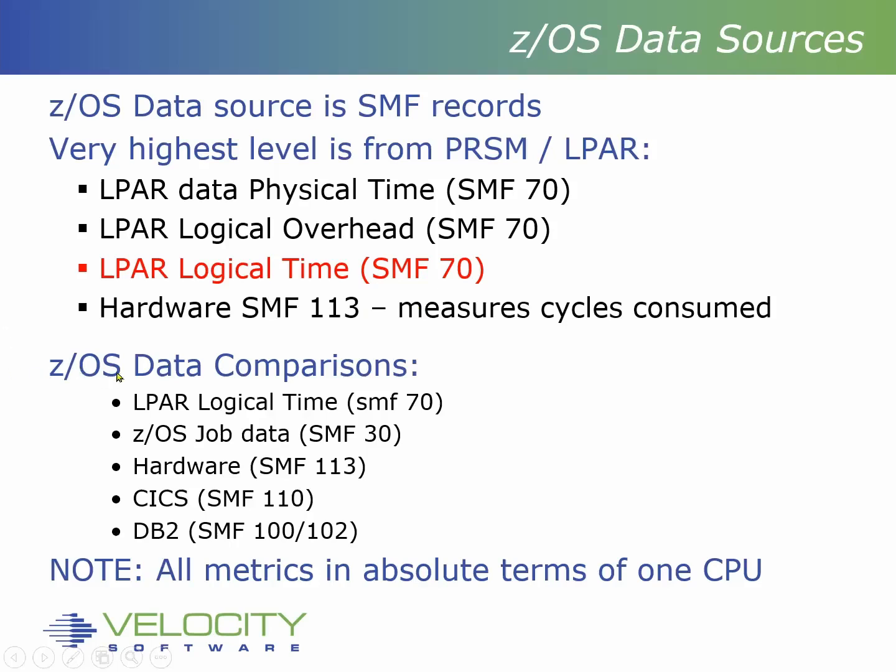So when we look at comparisons, we'll compare the logical, we'll compare the job data, compare the hardware SMF 113, and then we can go into the application subsystems, which I found interesting, just looking at CICS, how good the capture ratio is for CICS, as well as DB2. So one thing I'll point out, all my metrics are in terms of one CPU. If they use 60 CPU seconds, that is one CPU. If they use 120 CPU seconds within 1 minute, that's 2 CPUs. So it just makes comparisons simple with no percents of a percent.